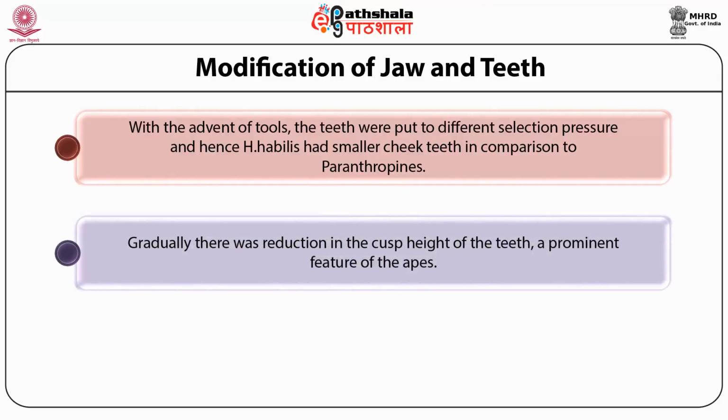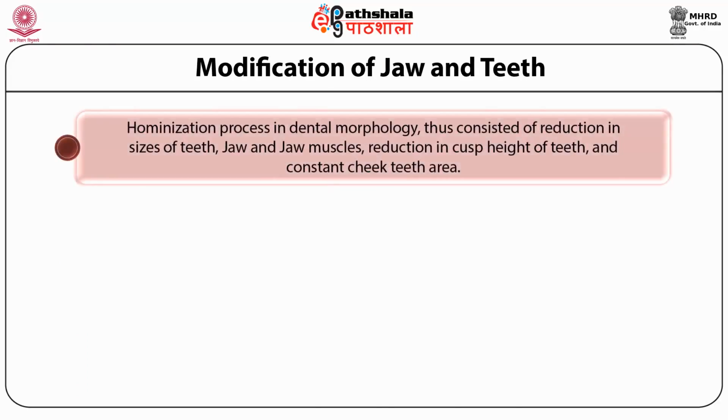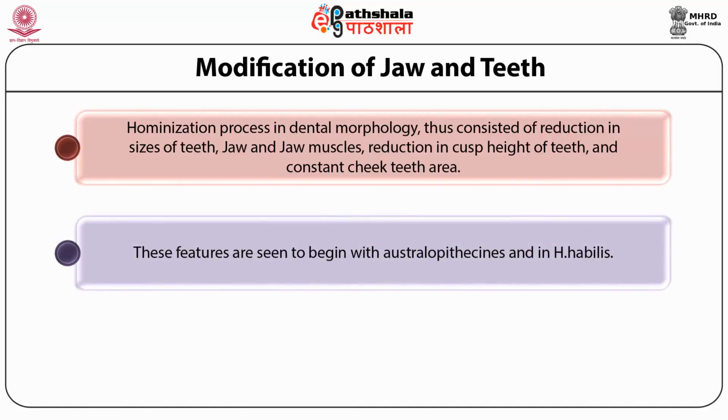Gradually, there is a reduction in the cusp height of the teeth, a prominent feature of the apes. The ratio between cheek teeth area and body weight was high in paranthropines, whereas it is constant for later hominids. The hominization process in dental morphology thus consisted of first a reduction in the size of the teeth, then changes in the jaw and jaw muscle, reduction in cusp height of the teeth, and constant cheek teeth area. These features are seen to begin within Australopithecus and Homo habilis.